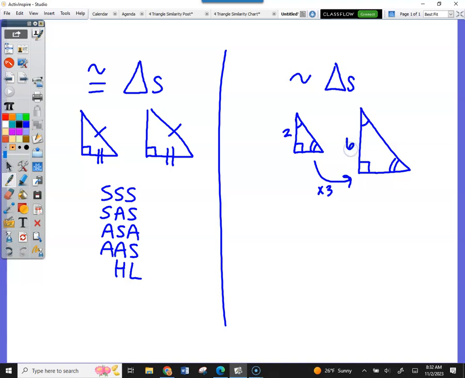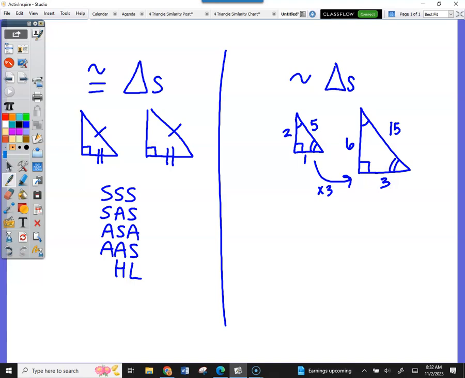Can someone please say the number that I'm doing? 6. Y'all, participate, join me. If this was 5, this would be 15, and I'm not going to write it, well, I'm going to write it. If this was 1, this would be 3, because of the scale factor times 3.